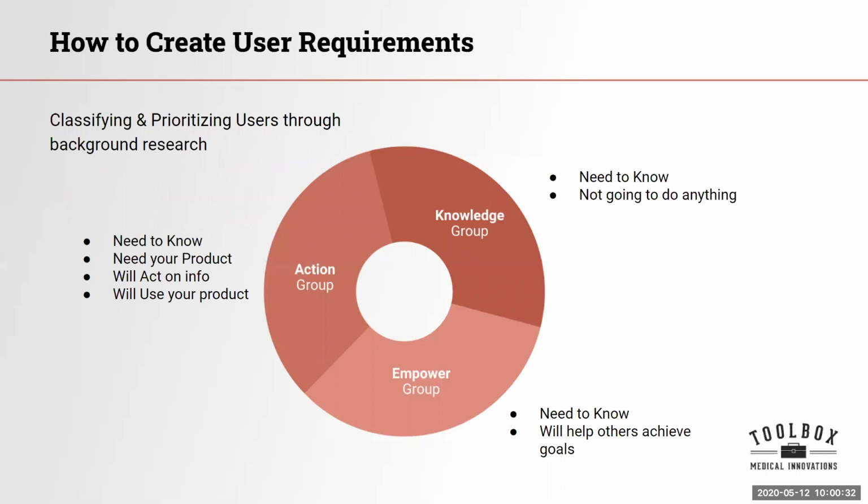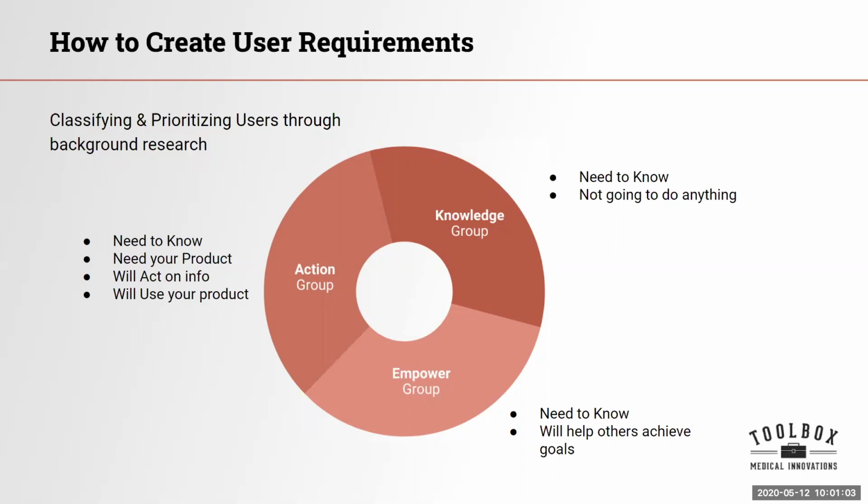Classifying your users ensures that you understand the influence on the product design, support, and business operations. And there's two groups here. The first one is this set, which talks about the knowledge group, the empower group, and the action group. Knowledge groups are people or groups of people who need to know about the product that you have, but aren't necessarily going to do anything about it. A good example would be granting agencies. They are the least engaged, but they still have important input in terms of the product performance.